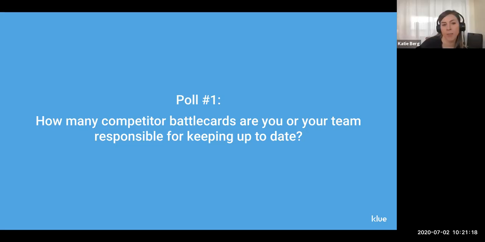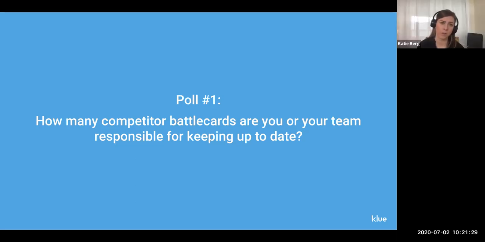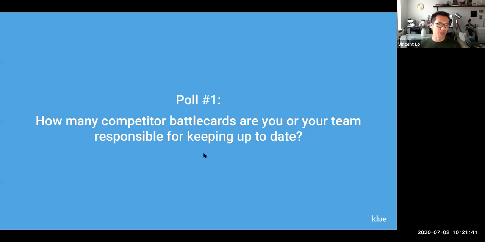Okay. When I see that, I would also be curious to know a little bit of follow-up information around how many people, how often those battle cards are able to be updated, and what depth of information search and curation is required to do that. Yeah, probably a lot of interesting conversations come from that. I was actually expecting the 5 to 10 to be the highest response, but apparently I'm wrong.